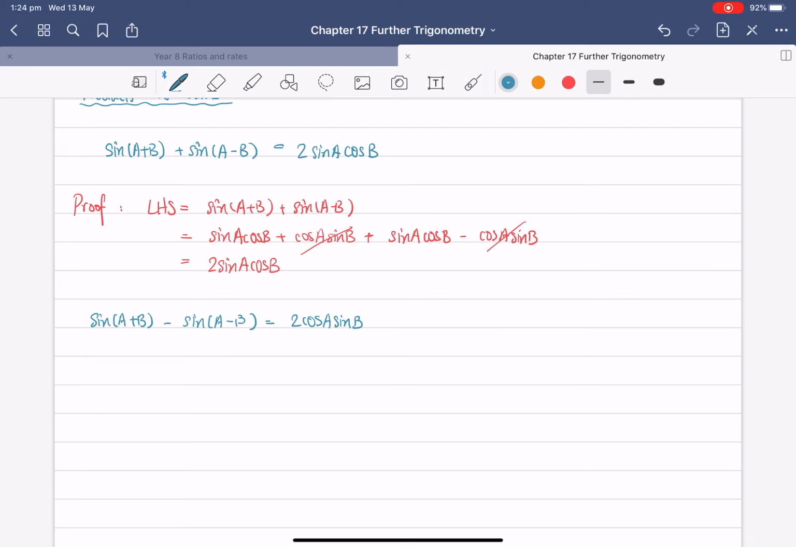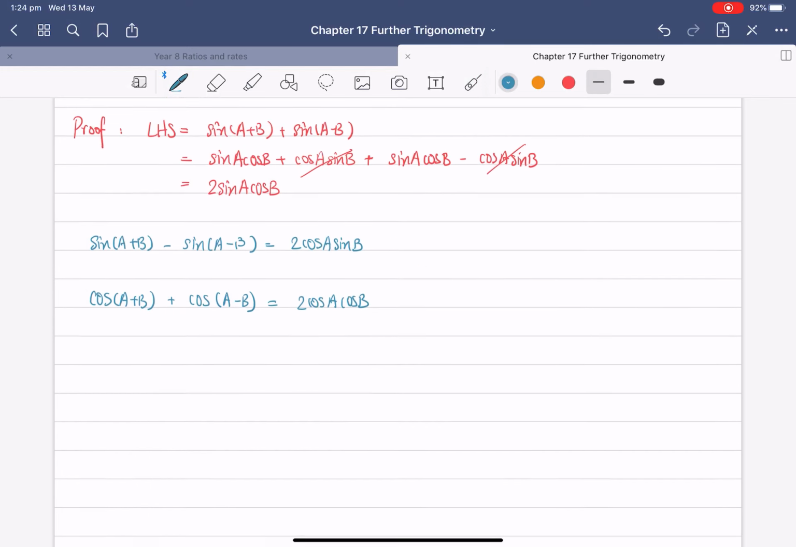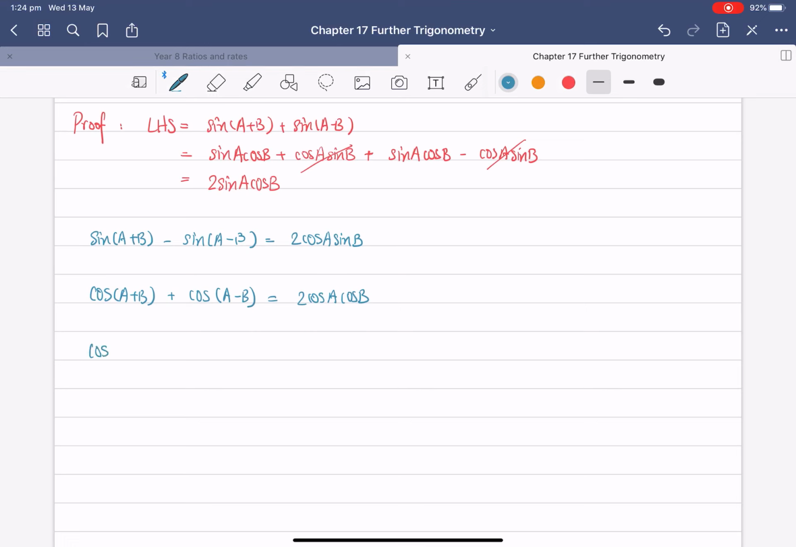The next one is what happens with the cosine. We have cosine a plus b plus cosine a minus b, and that gives you 2 cosine a cosine b. Again, a similar proof: expand the left hand side using the compound angle formula and then combine like terms, so you should get the answer quite easily. And the last one is cosine a plus b minus cosine a minus b, which is equal to minus 2 sine a sine b.